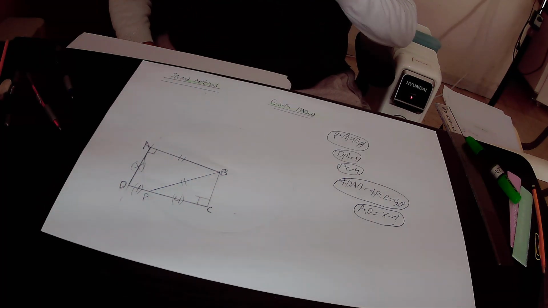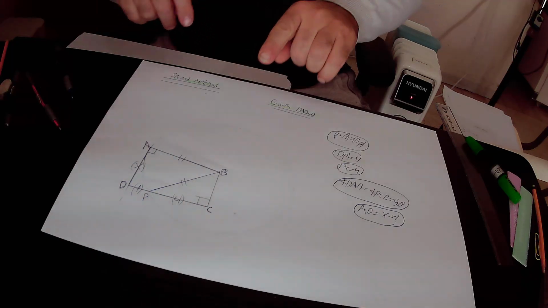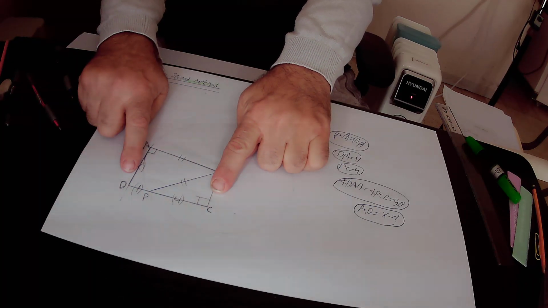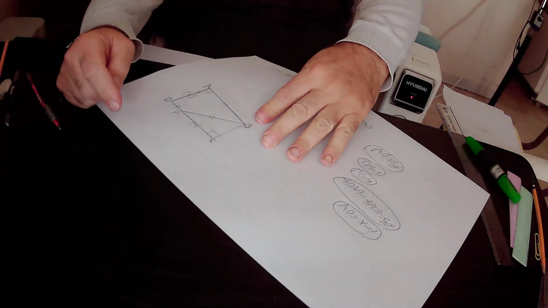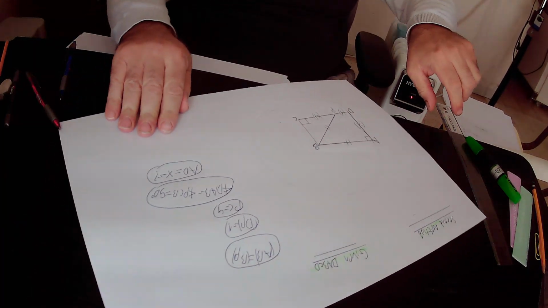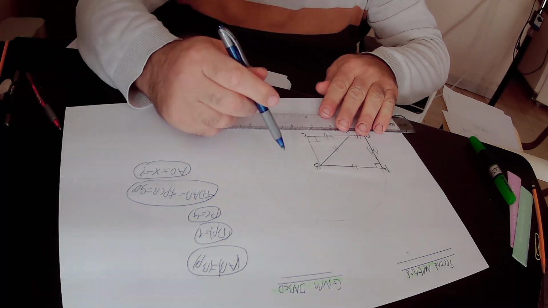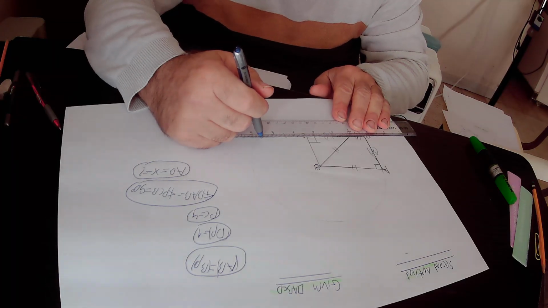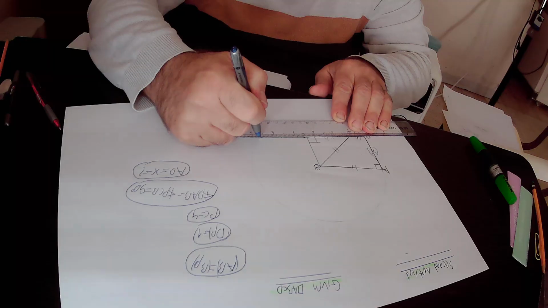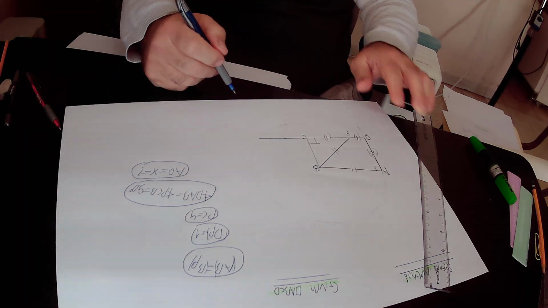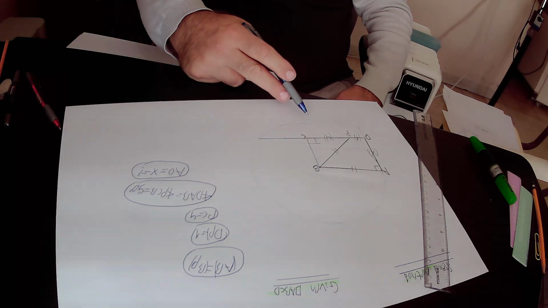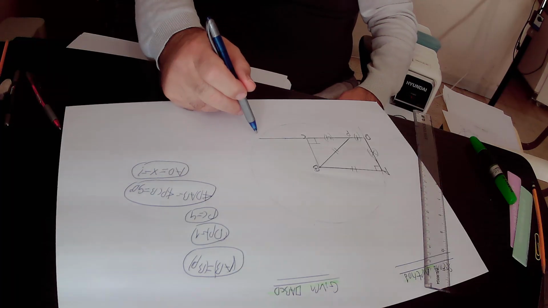In the second method, we will do a construction, that is to say, we will extend side DC of this quadrilateral ABCD by 4 units. And we will define the edge of this extended line segment DC. This point is point Q.